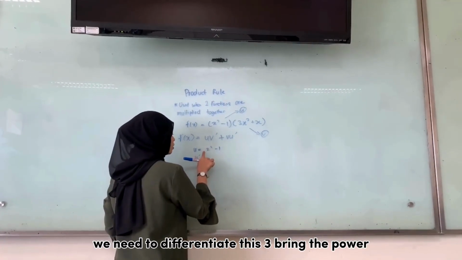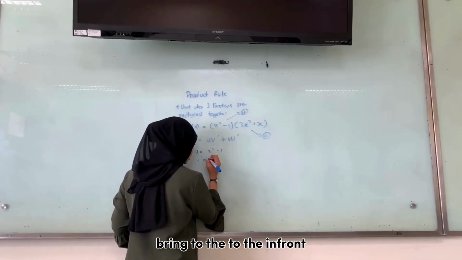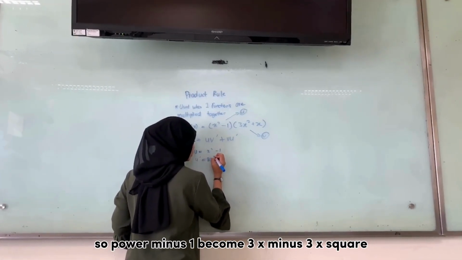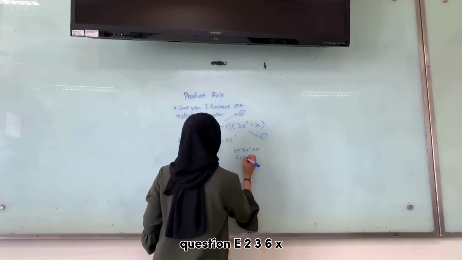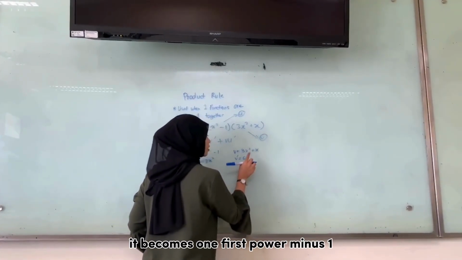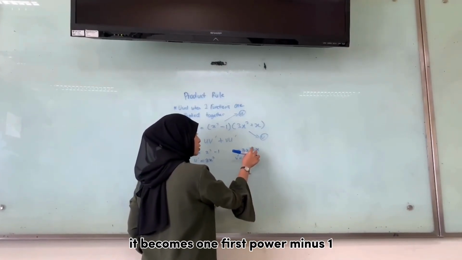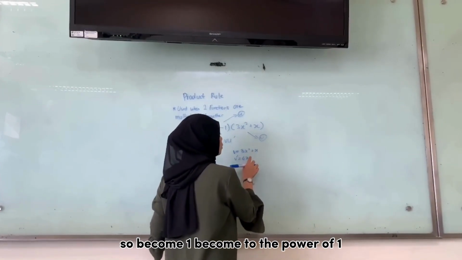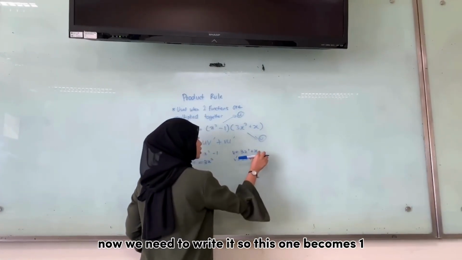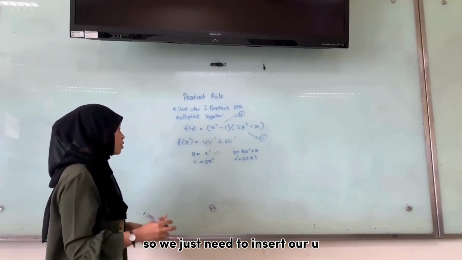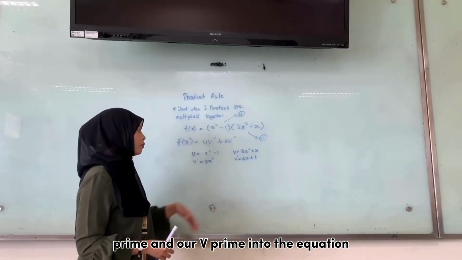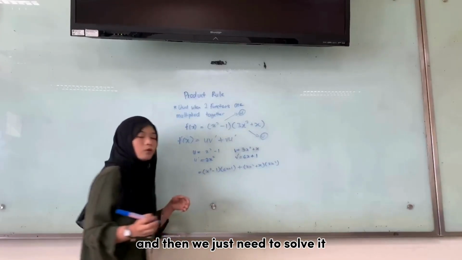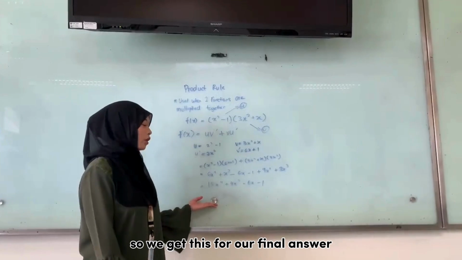We bring the power 3 to the front, and the power minus 1 becomes 3x squared. This is our u prime. Differentiate this one: 6x becomes 6, plus the power minus 1, so it becomes to the power of 1. So I need to write it. So this one becomes 1. So we just need to insert our u prime and our v prime into the equation. And then we just need to solve it. So we get this for our final answer.